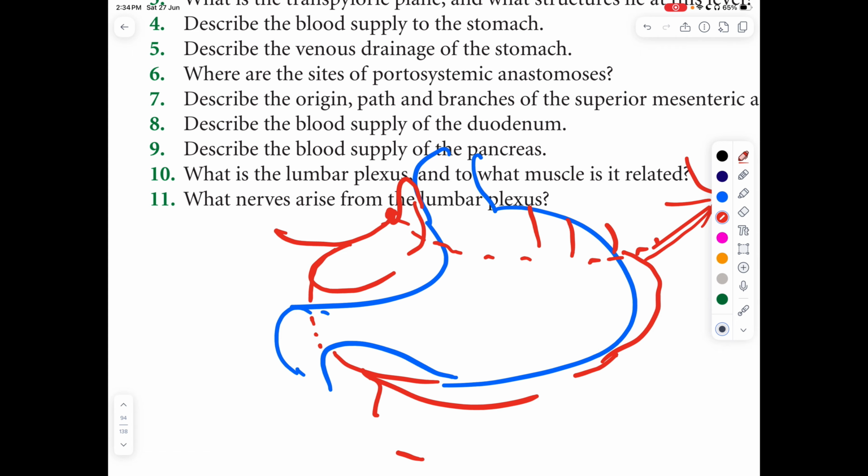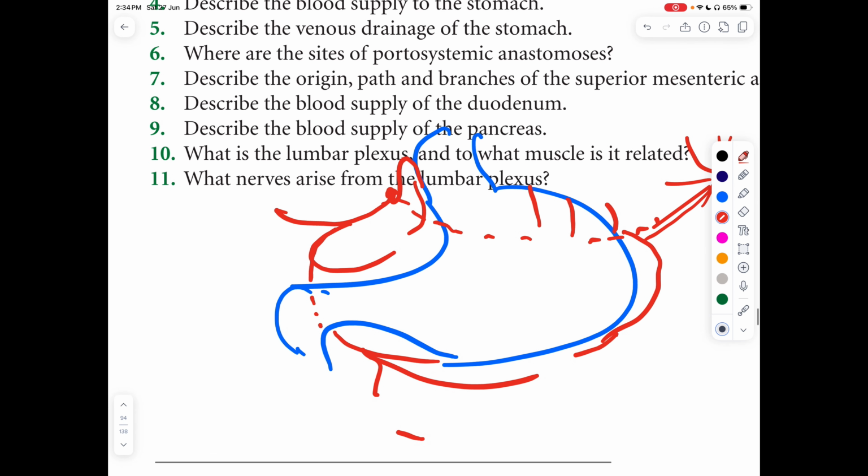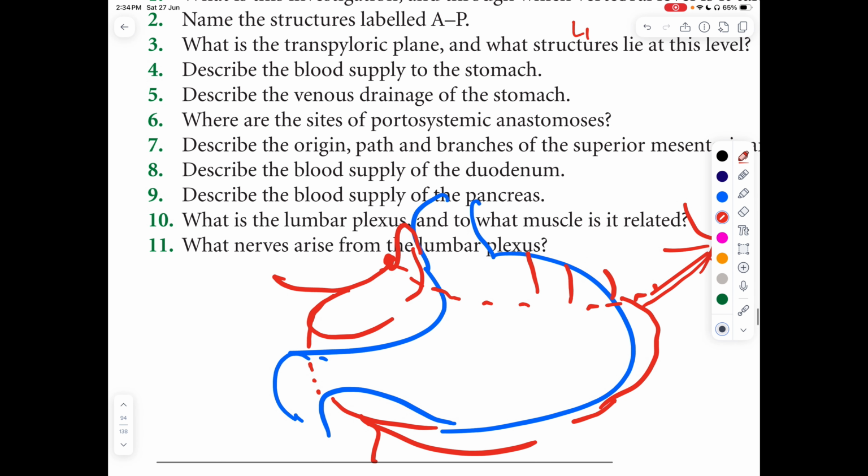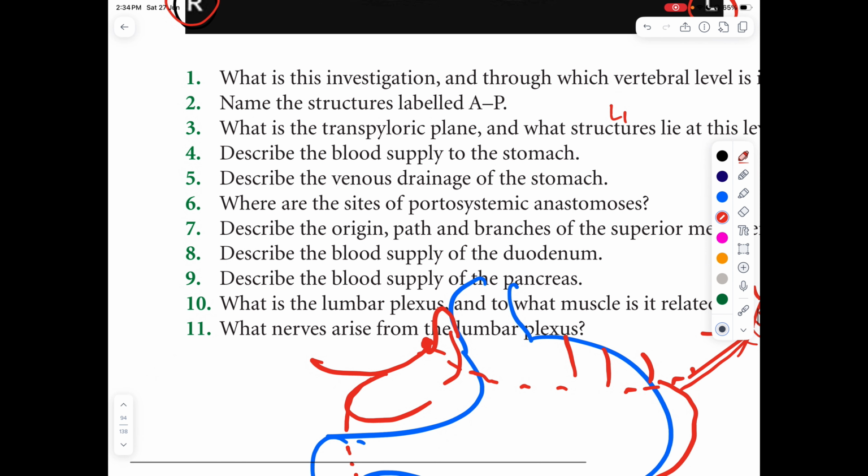What is the lumbar plexus and what muscles are involved? So what are the structures? Sites of portal systemic anastomosis.